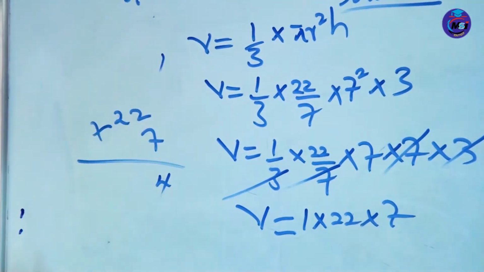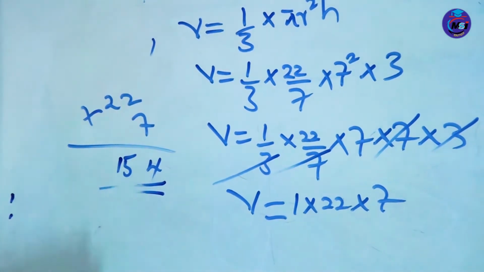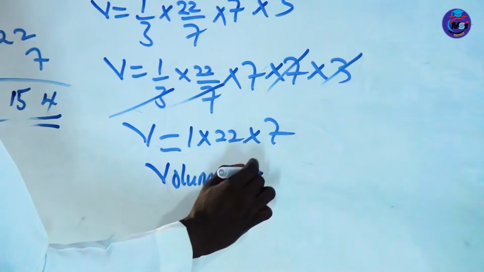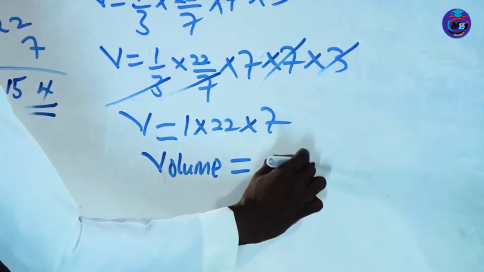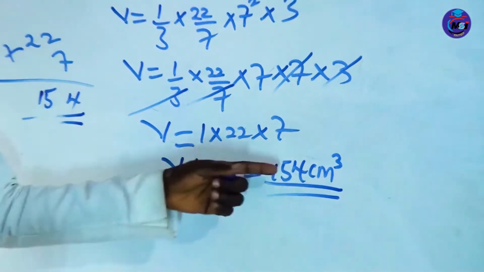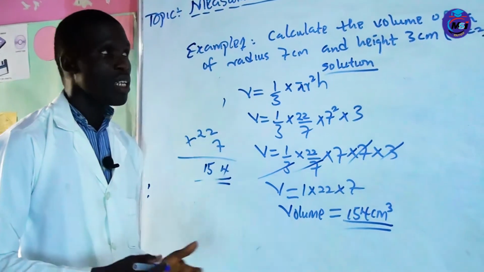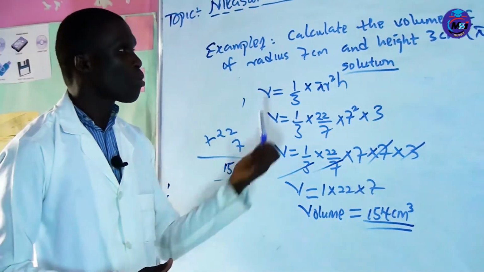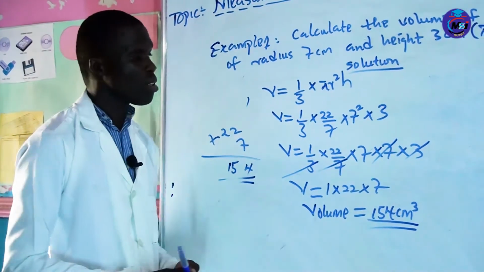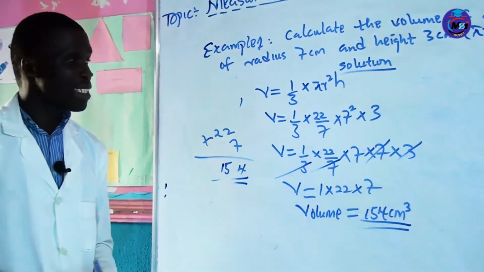7 times 2 will give us 14 again plus 1, 15. So we have volume of a cone to be 154 centimeter cube. Remember, we are using cube for volume. I believe you get this. Now let me give you another example, maybe more difficult than this, in case you come across any difficult question. Let me give you example 2.